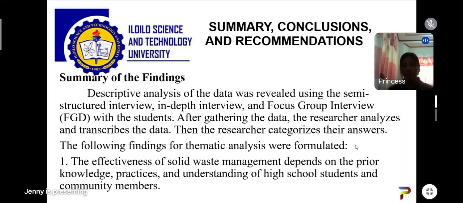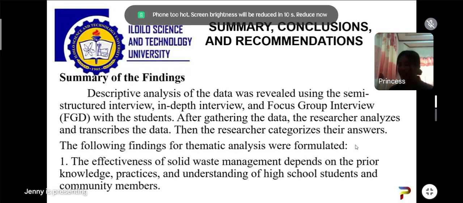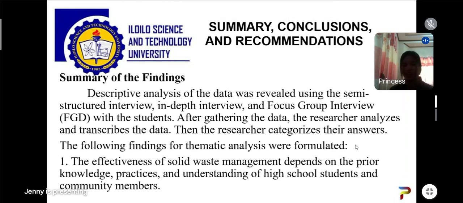So the summary of the findings. So this descriptive analysis of data was revealed using the semi-structured interview and in-depth interview. And also, we used the focus group interview or the FGD with the students. After gathering the data, the researchers analyzed and transcribed the data. Then, the researcher categorizes their answers. So, the following findings of thematic analysis were formulated.